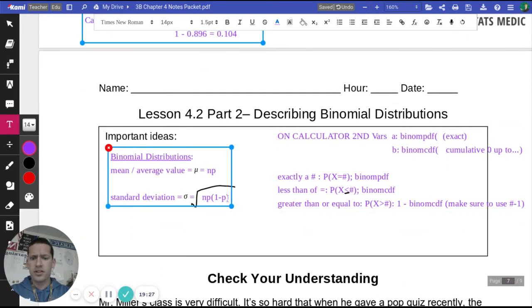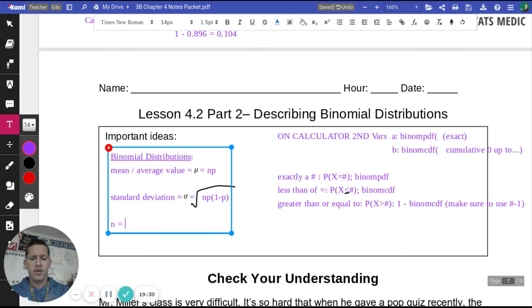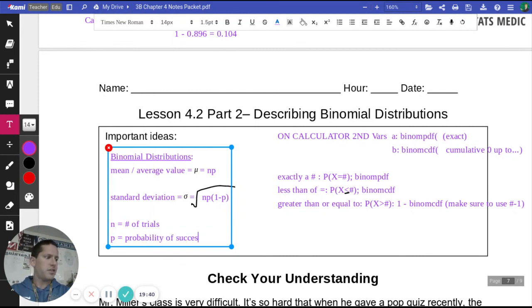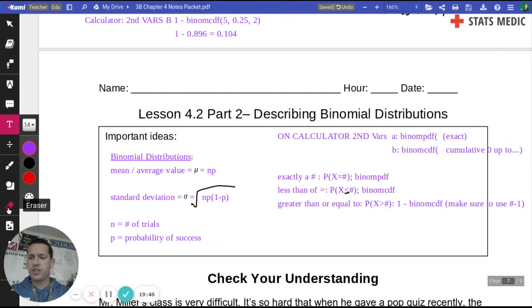One quick note here, just a little bit of notes down here, just to remind you that n is the number of trials, and p is the probability of success. So let's practice some of these binomial distributions.